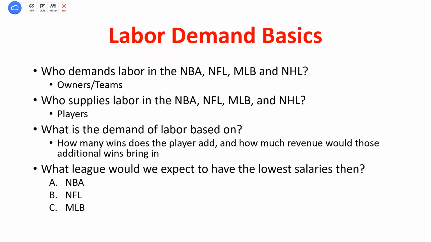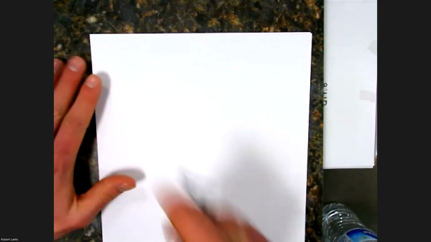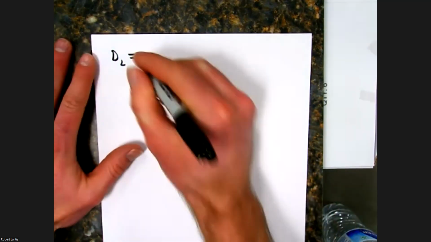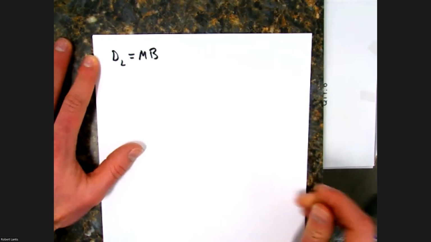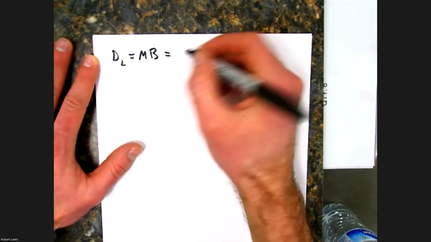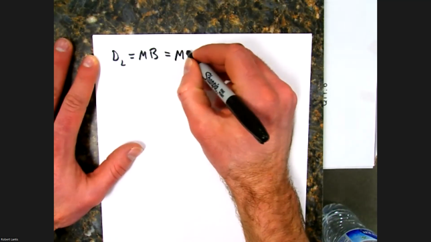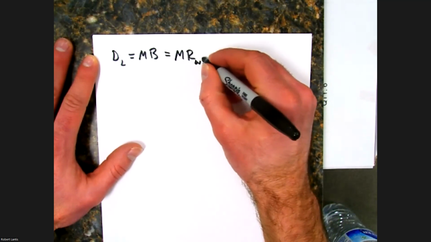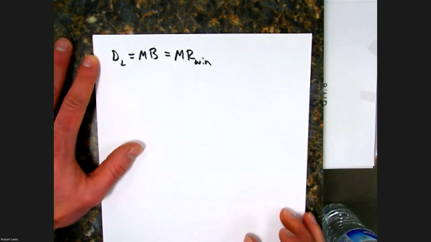So what does the demand for labor rely on, right? The way that we're going to write this, I'll come back here in a second, is that our demand for labor is really the marginal benefit to the team. Well, what's the marginal benefit to adding that player? It's going to be the additional revenue that that player brings in for every additional win they bring in.